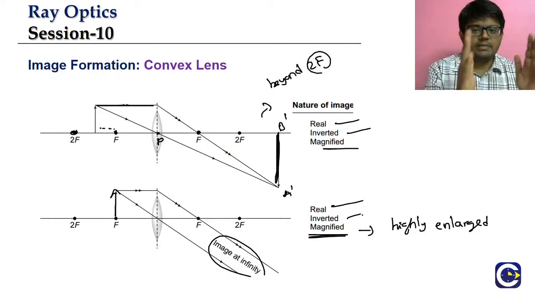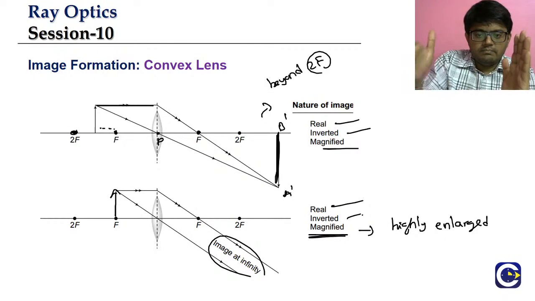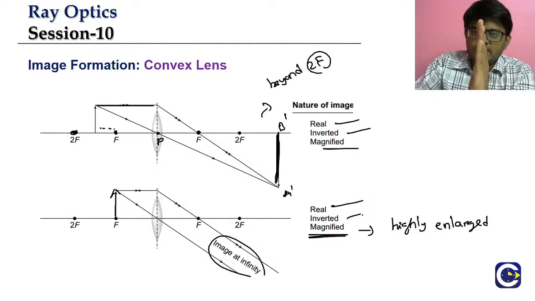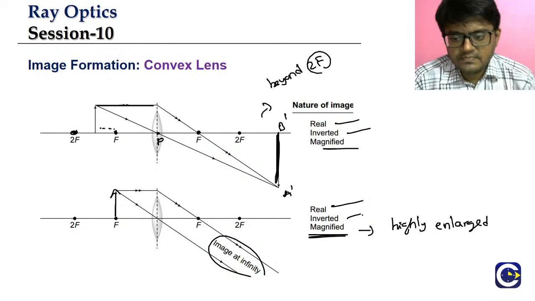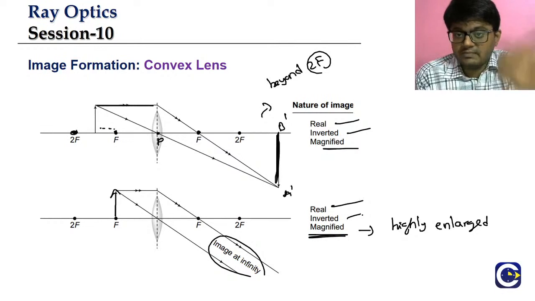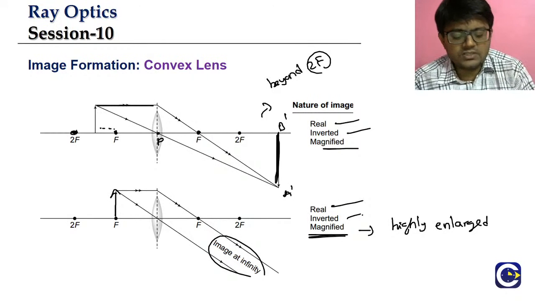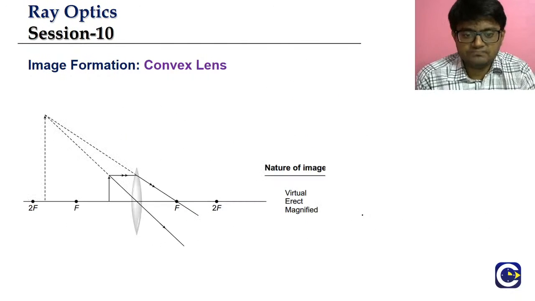Between 2F and F, the image is formed beyond 2F on the other side, on the right side. If you bring the object closer and closer to the focal point, the image will go farther and farther, all the way up to infinity. But the characteristics will remain the same: real, inverted. In terms of magnification, it is highly enlarged. So this is about the image characteristics when we have the object at F.